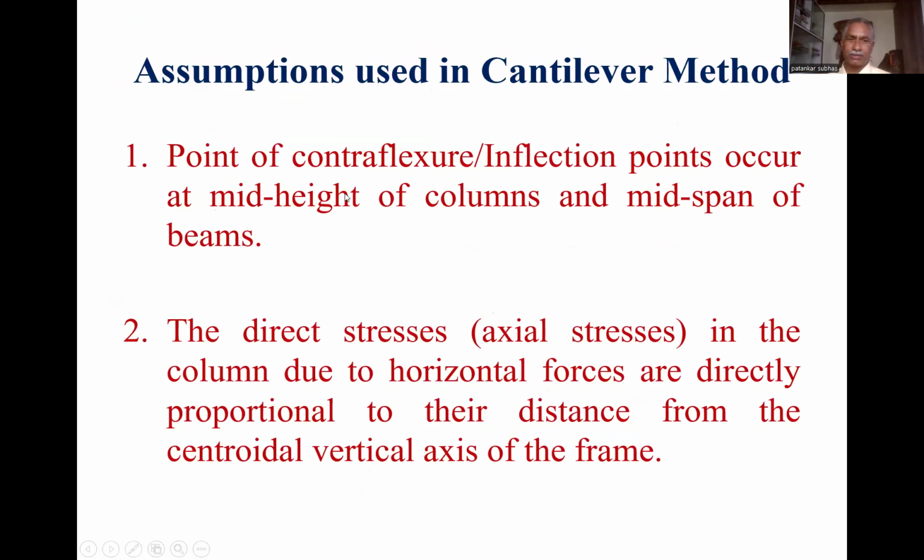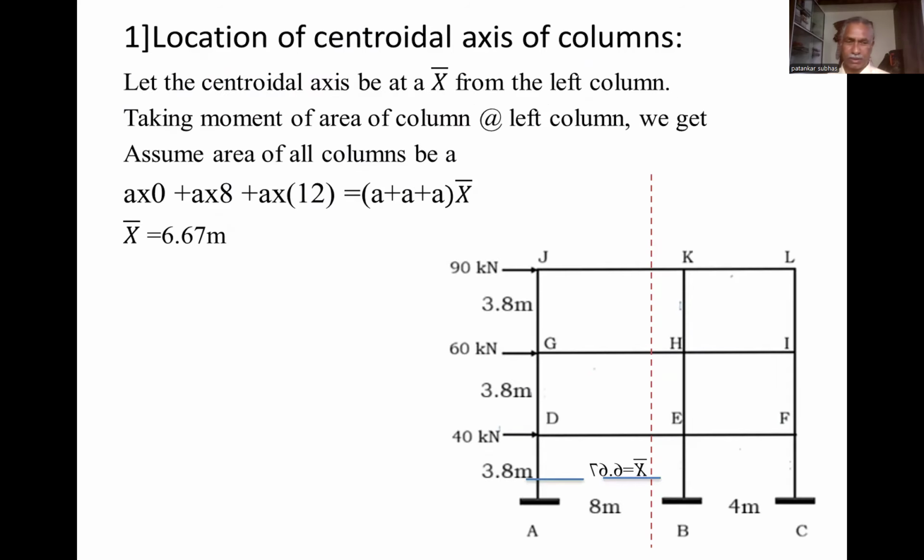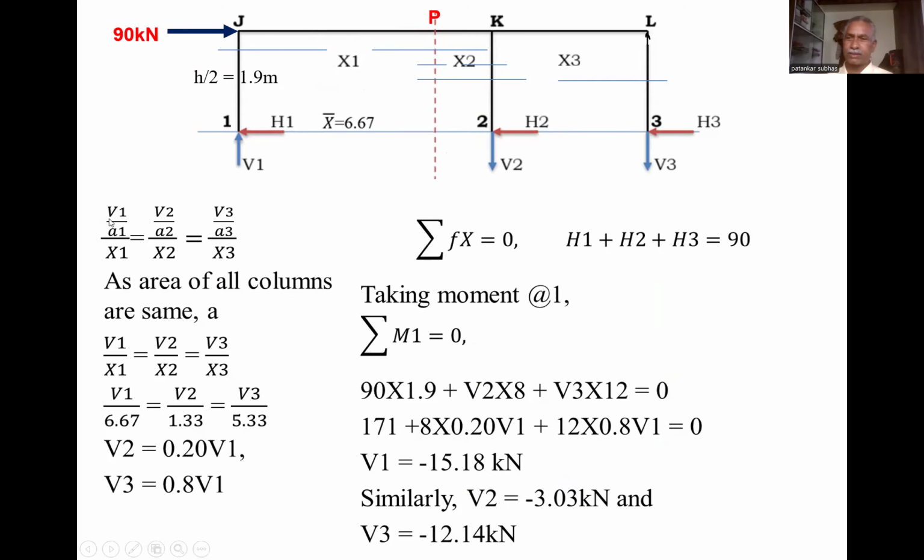The second assumption is about the direct stresses, that is the axial stresses. Here we have shown V1, V2, V3 in the columns, because the horizontal forces are directly proportional to their distance from the centroidal axis of the area. Okay, so we can say that the stress is equal to force divided by area. So the axial force we have considered V1 for column number 1 divided by area A1. So V1 by A1 is the axial stress for column number 1. V2 by A2 is the axial stress for column number 2, and V3 by A3 is related with column number 3.